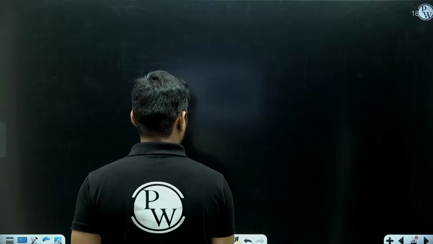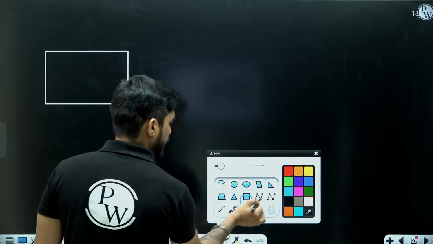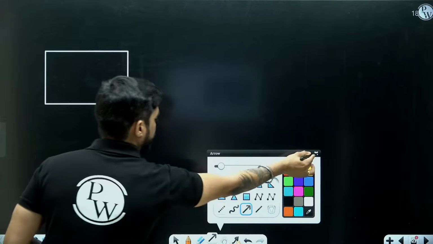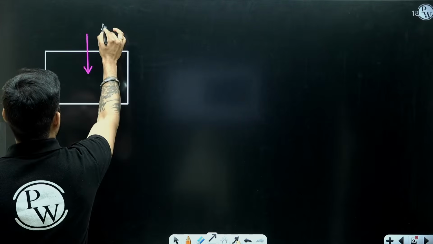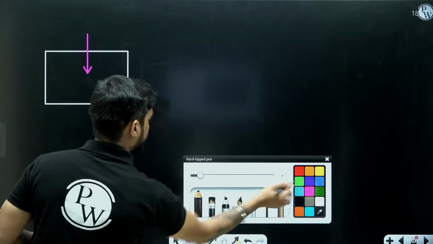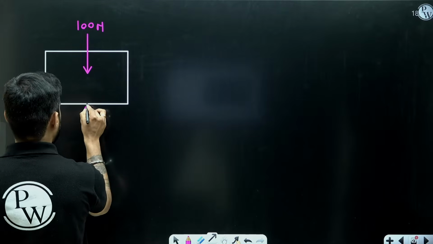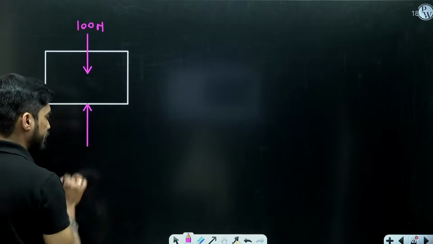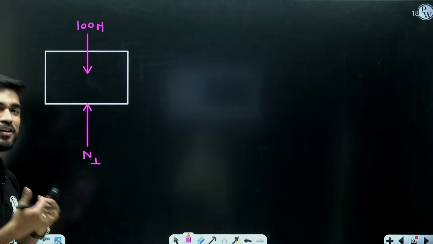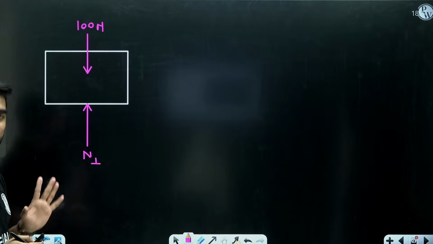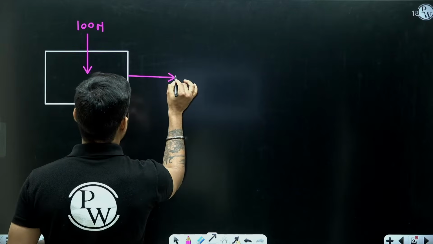So if I draw the free body diagram of this box, I see that the weight of this box is 100 Newton. This is the weight of the box, 100 Newton. Now there will be a normal force from the surface, right? Let me call this normal force N1, because we are using N for Newton. And we are applying a force P from here.